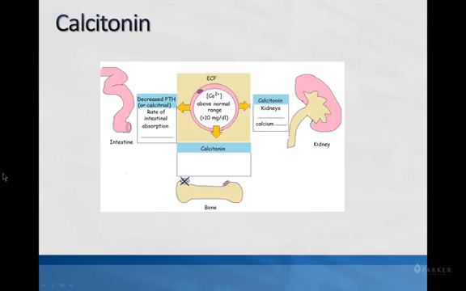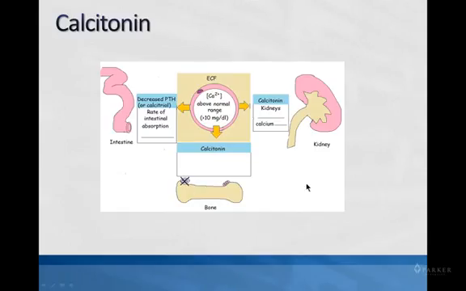It inhibits osteoclasts. The osteoblast, here my little osteoblast, will continue to lock calcium and put it into the bone, because you're going to have high blood calcium. Let's lock it in the bone. Let's not break down any bones, otherwise my calcium levels will go back up.